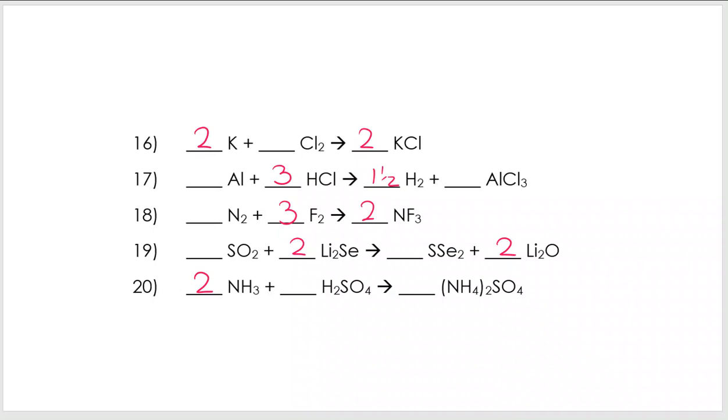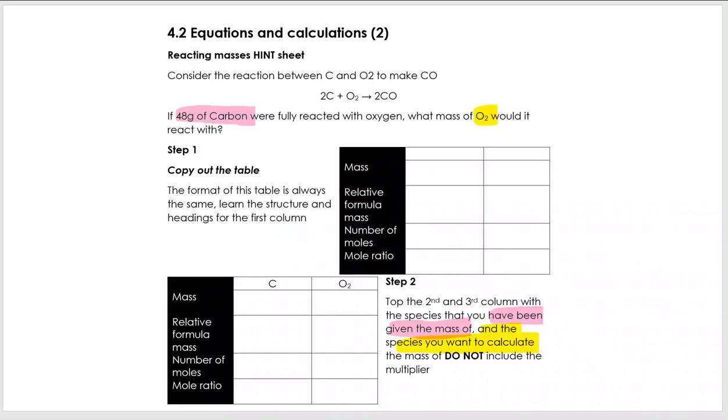Now, the purpose of these is that when you've got a balanced equation, you can start to do calculations with it. And I'm going to go through a worked example of the sort of calculation that you are then going to have a chance to try. So we've got a question here. If 48 grams of carbon were fully reacted with oxygen, what mass of oxygen would it react with?